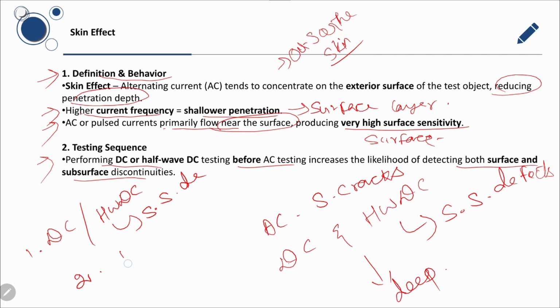The second step is to follow with AC. After subsurface inspection, switch to AC testing. AC provides high surface sensitivity. It ensures surface cracks, seams or laps are detected. This sequence maximizes flaw detection reliability.